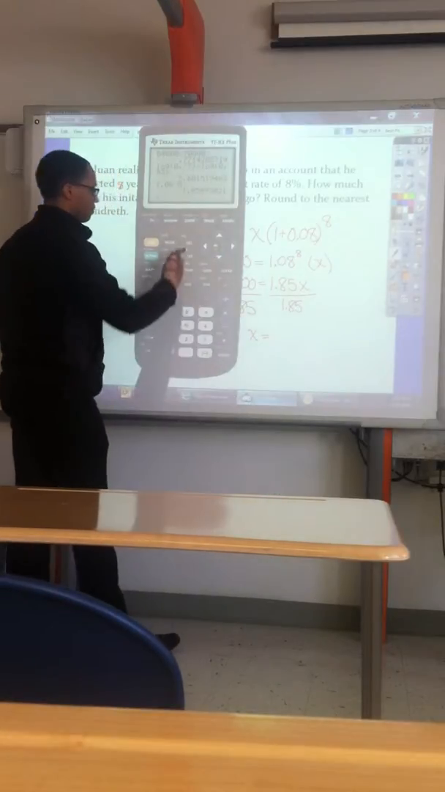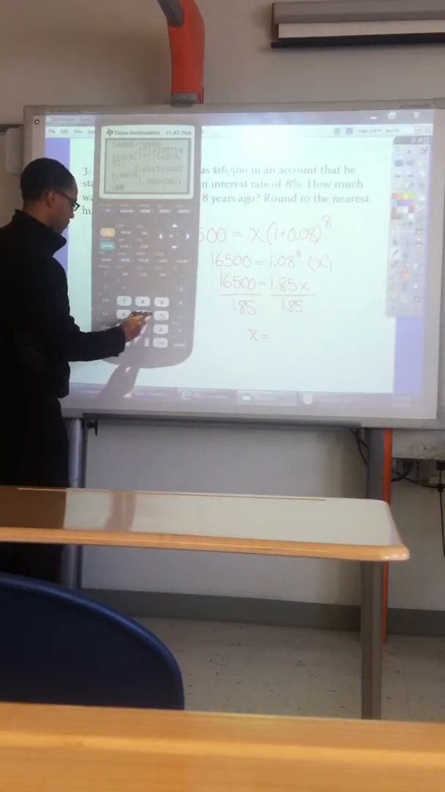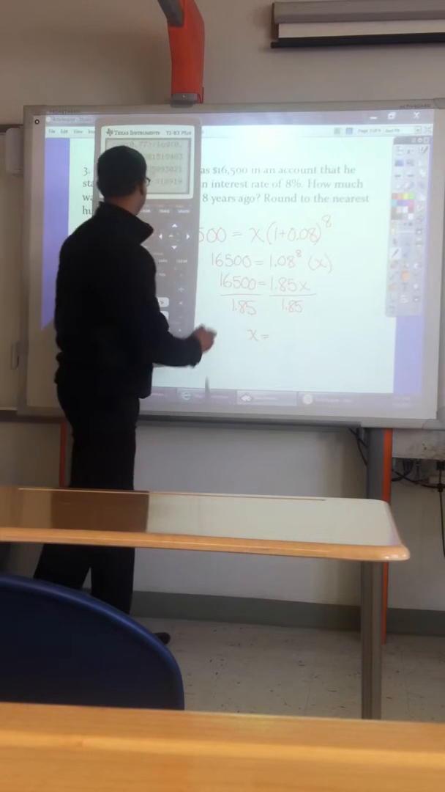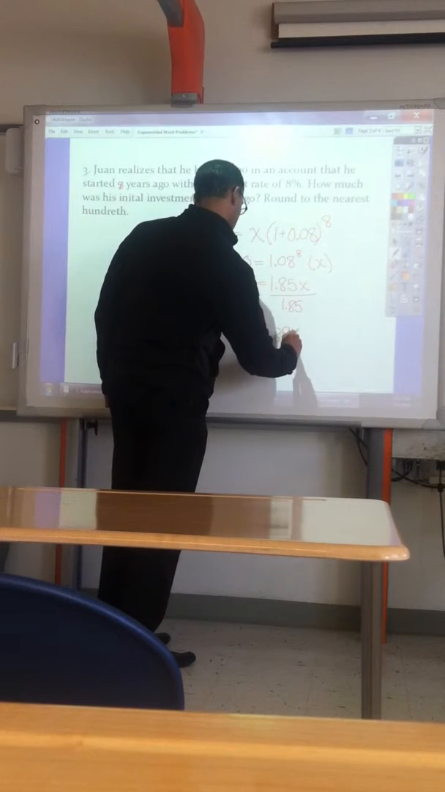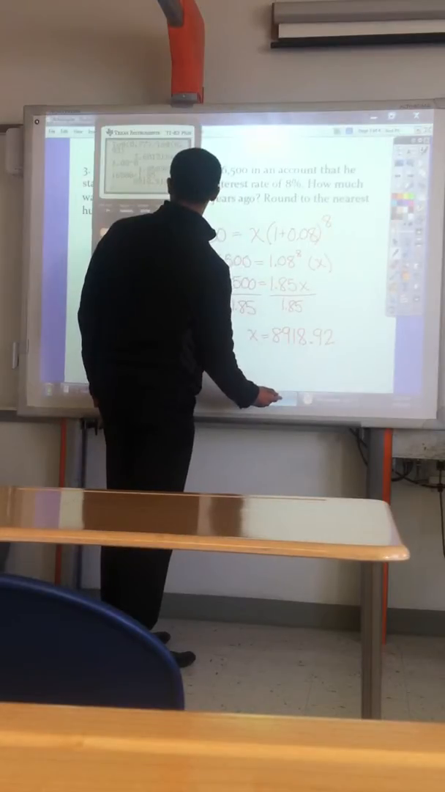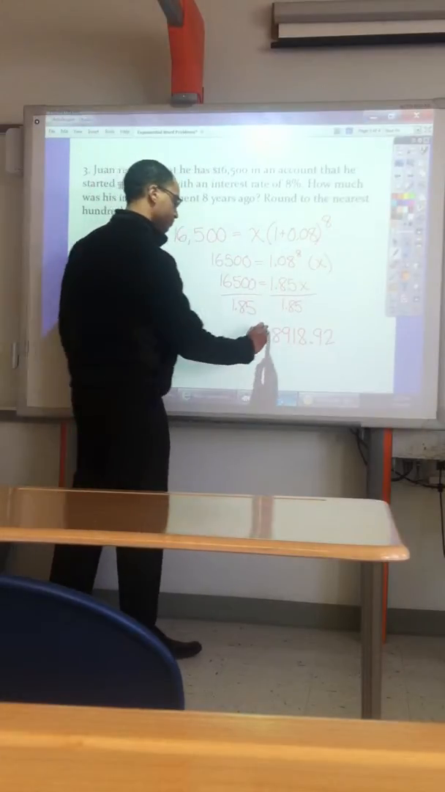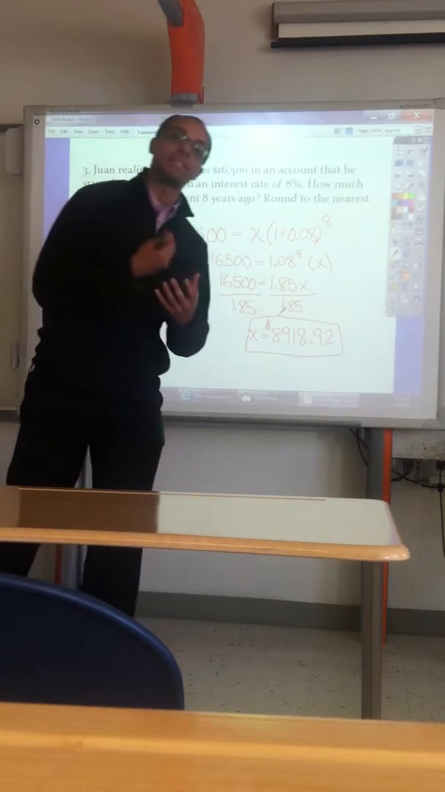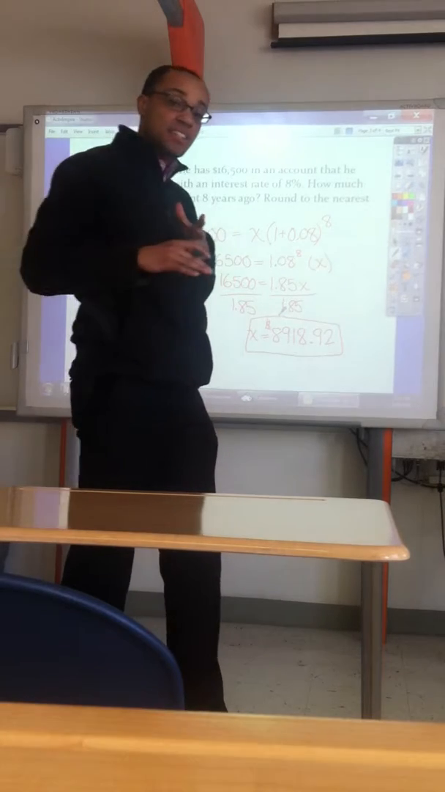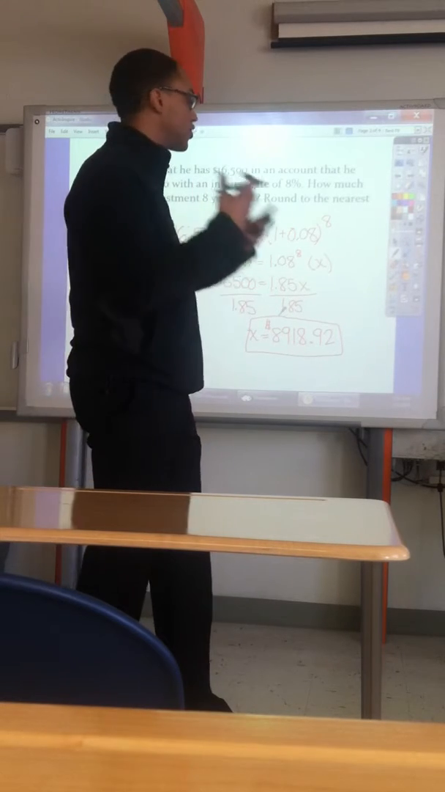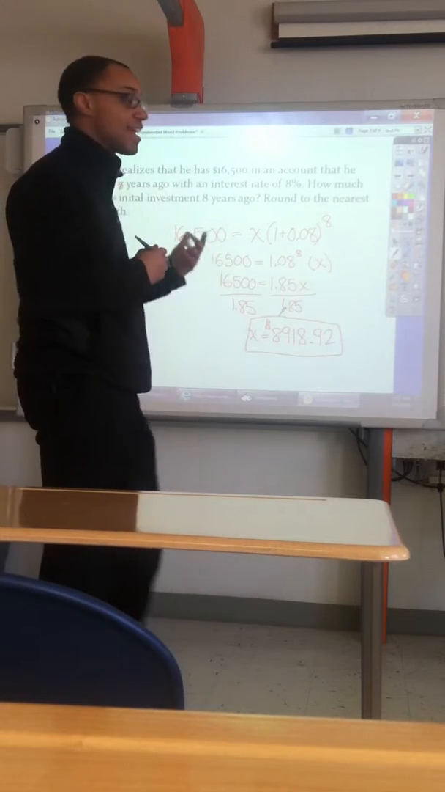Let's see. So $8,918.92. So in the context of the problem, that means that Juan initially invested somewhere around $9,000, and with this particular growth rate, he was able to reach $16,500 in 8 years.